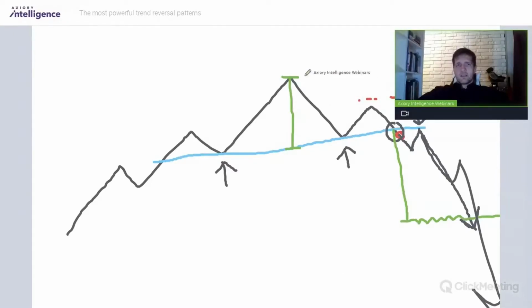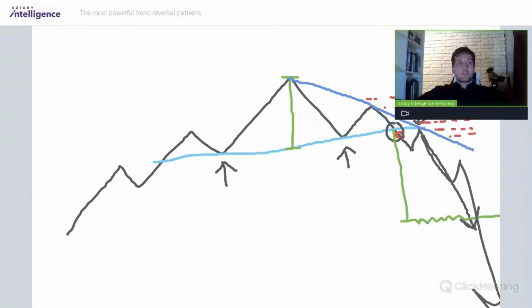Don't forget to connect the top of the head with the right shoulder. This can also be an interesting resistance. So once you are in a position, you can lower your stop loss. You can have it above this line connecting the top of the head and the shoulder.